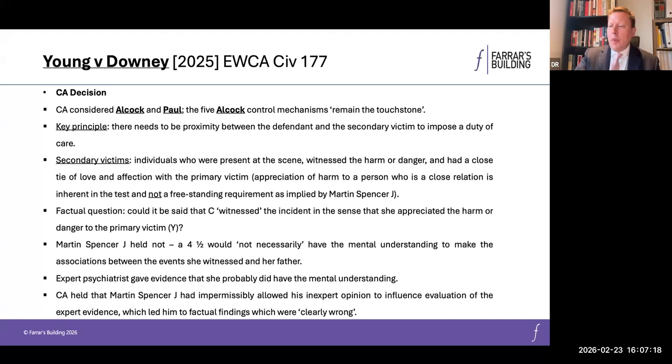The appeal was advanced on the basis that, firstly, it was wrong to import that freestanding requirement that a claimant has got to show an appreciation that the primary victim was a particular person. And the second ground of appeal was it was wrong for the judge to have rejected the expert evidence and substituted his own view that a 4-year-old would think differently from an adult and would not have appreciated that her father had been involved without actually seeing that her father was involved in the trauma.